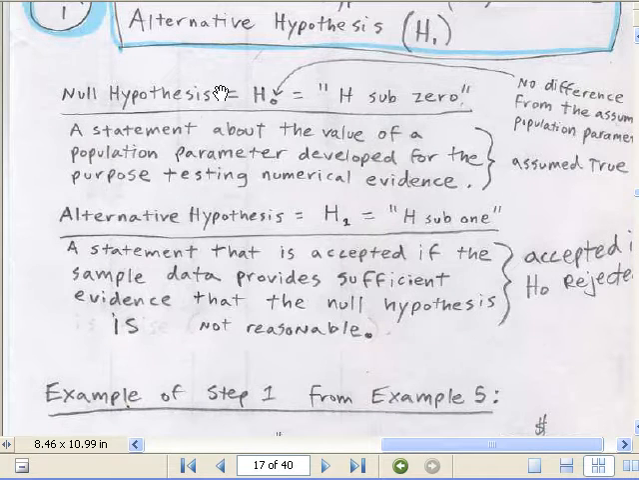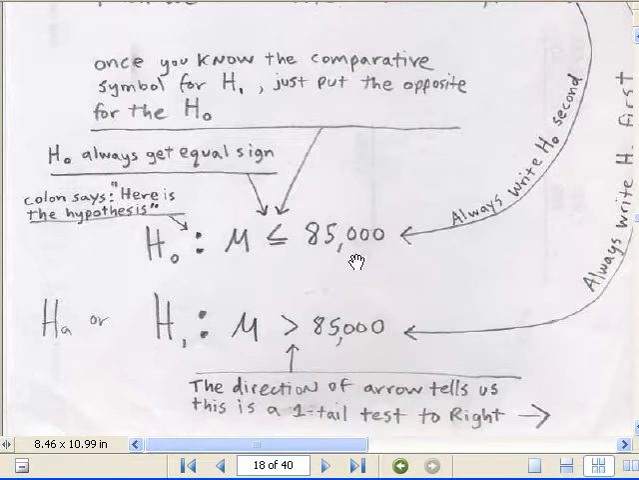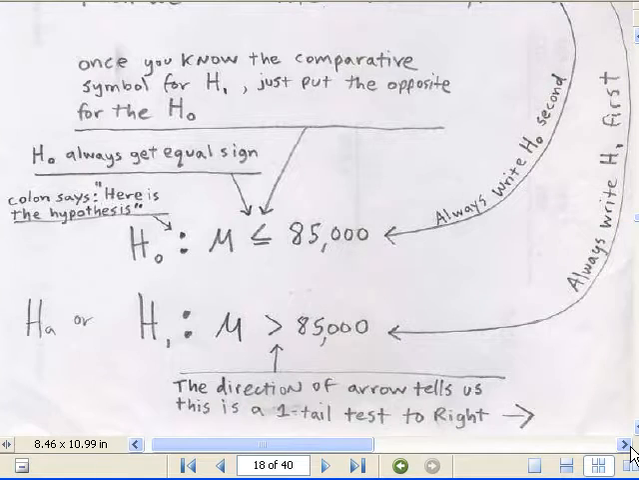Now, how do we set up these two hypotheses? Let's go to our next page. I'm going to scroll down here. I have a little diagram here that will help us. The original statement was that a researcher thought that the mean was greater than 85,000. So the trick is to look at whatever the question is and select that for the alternative. So always write H sub 1 or H sub A first. So this person thought that the mu was greater than 85,000.